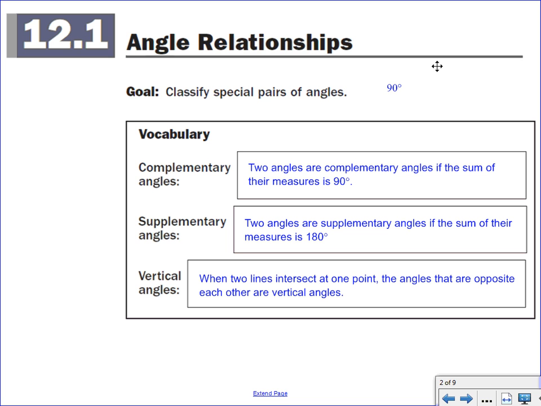Vertical angles. When two lines intersect at one point, the angles that are opposite each other are vertical angles. At this point, you may pause the video and resume it after you have completed the definition.